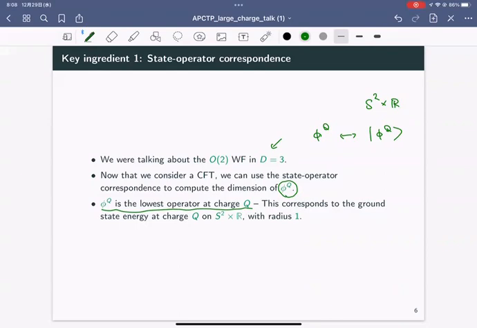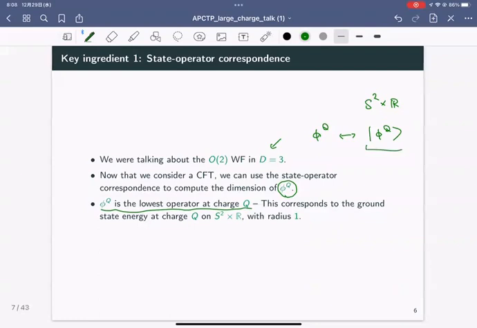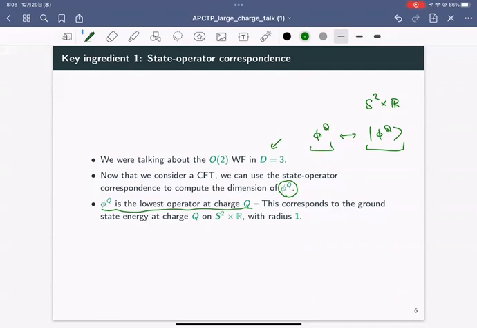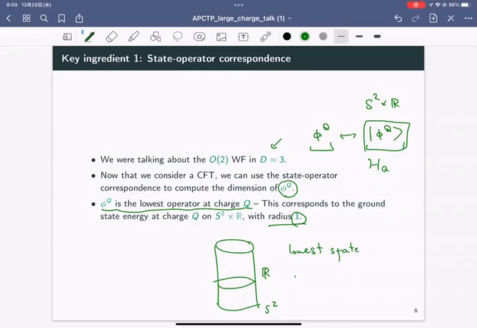This corresponds, by the state-operator correspondence, to the ground state energy at charge q on S2 cross R, because the dimension of phi to the q is the energy of the state phi to the q. And just because it's the lowest dimension operator in the sector q, this must be the lowest energy state in the Hilbert space with charge q. And with the state-operator correspondence, we set the radius of S2 to be one. So if you find some mismatch in dimensional analysis, it's because we set the radius to be one. So again, you have S2 and the time direction, and we are looking for the ground state in H_Q, meaning states with charge q.